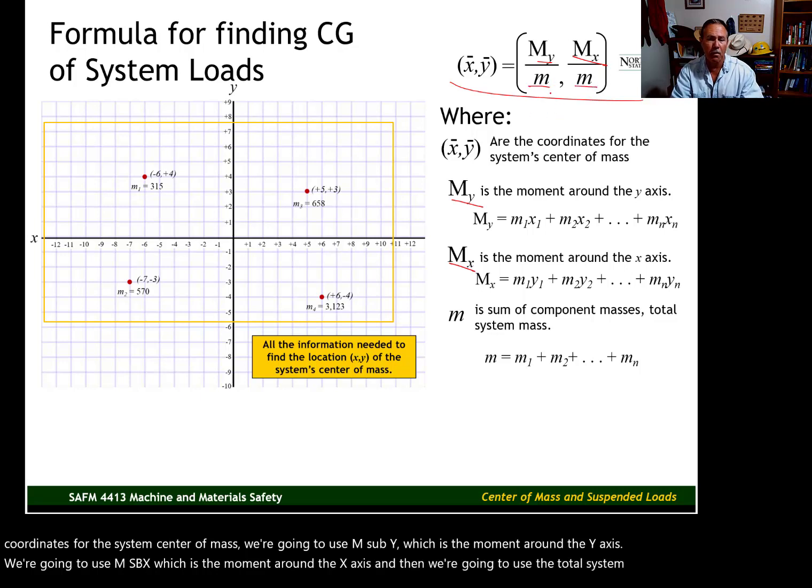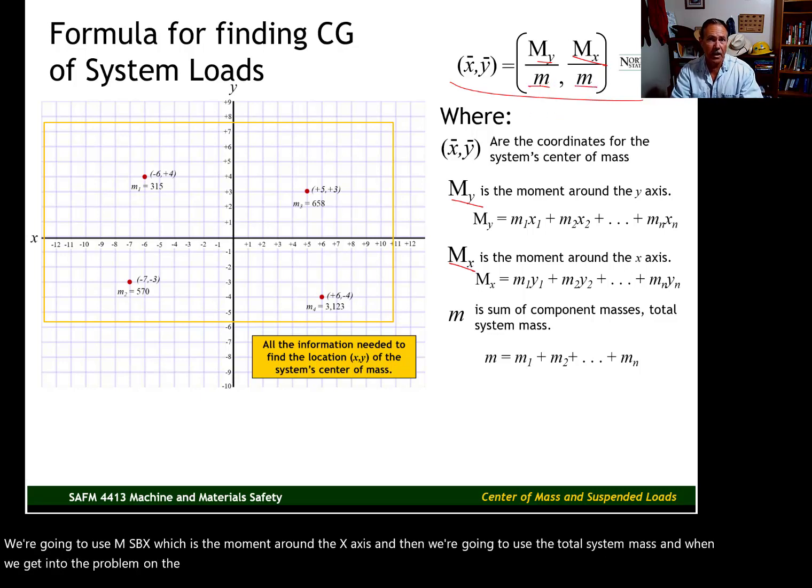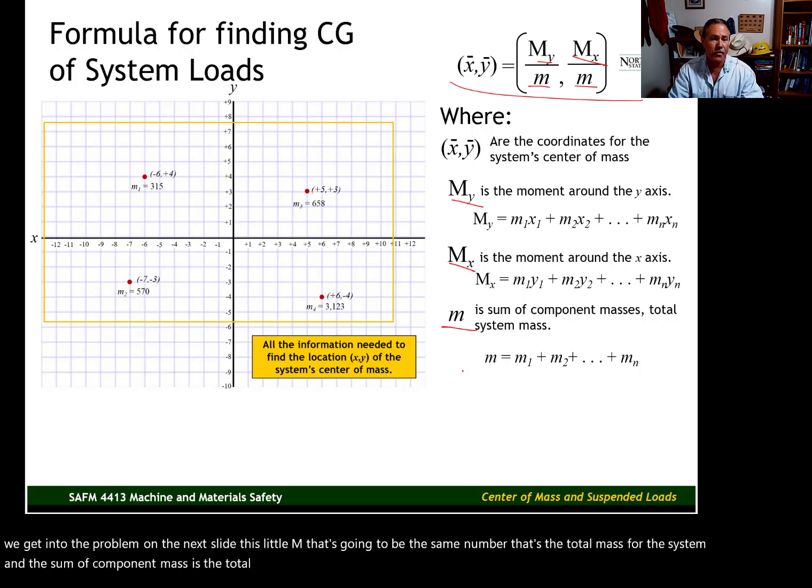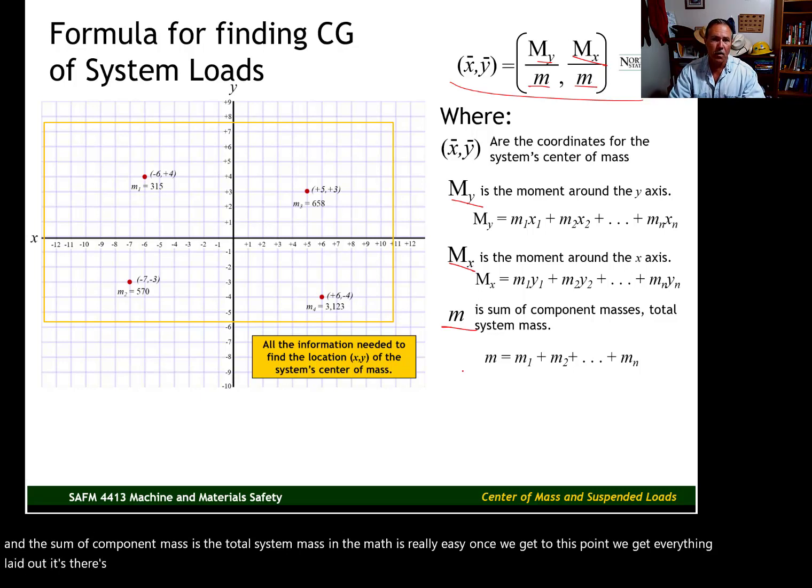When we get into the problem on the next slide, this little m is going to be the same number. That's the total mass for the system, again, the sum of component masses. And the math is real easy. Once we get everything laid out, there's nothing really high level as far as the mathematical operations we're going to be doing.